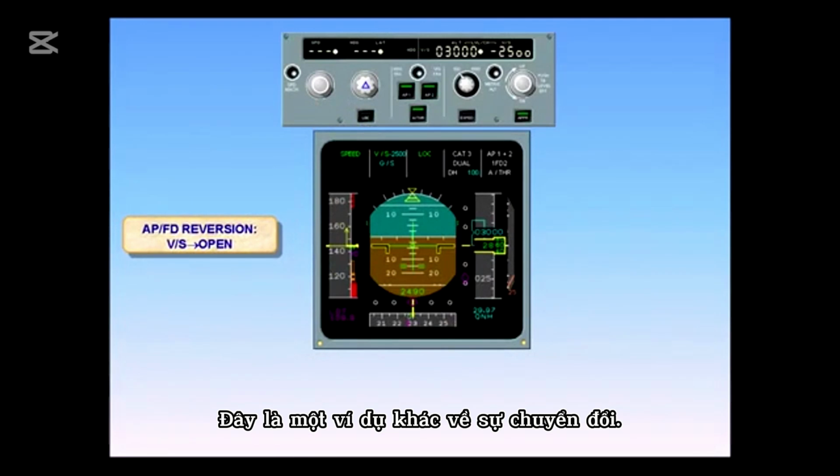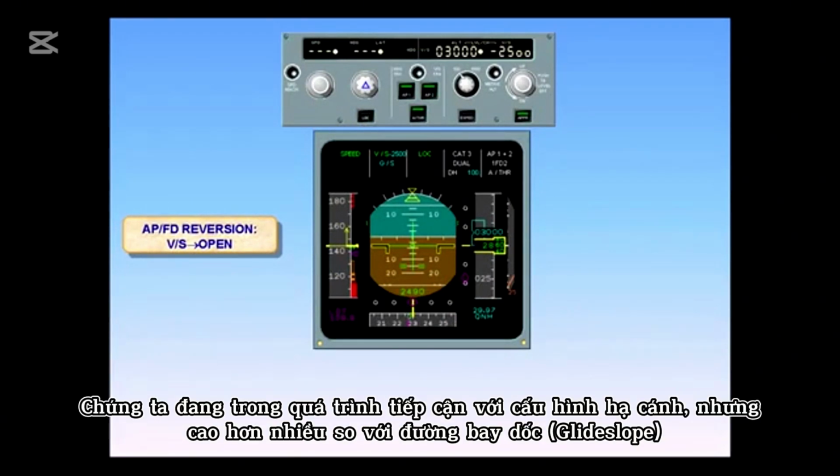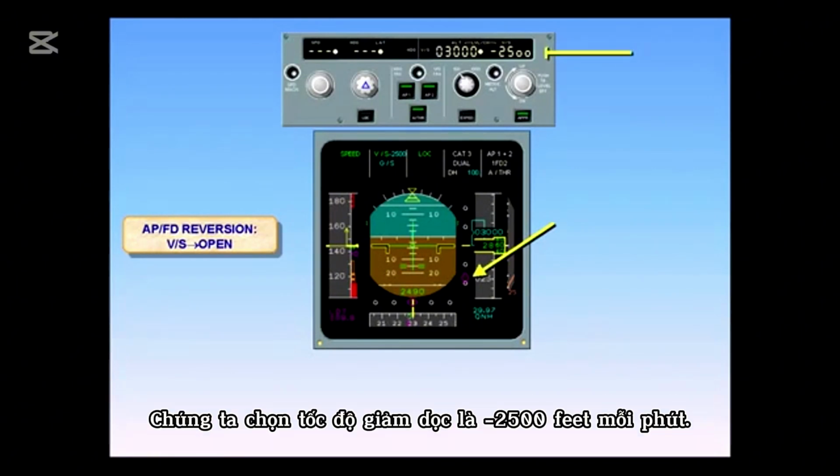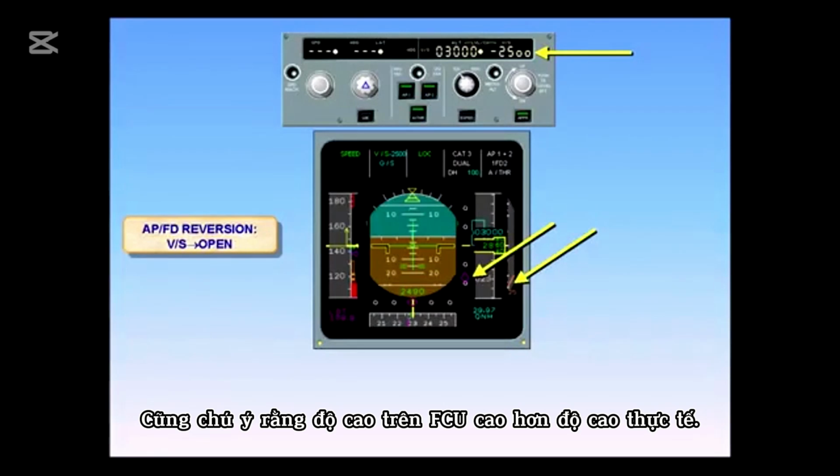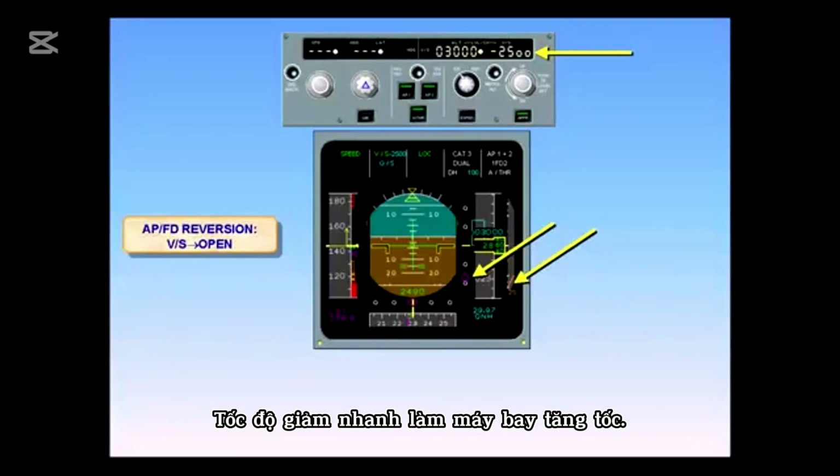Here is another reversion. We are on approach in landing configuration, but high above the glide slope. We select a vertical speed of minus 2,500 feet per minute. Notice that the vertical speed needle is red, meaning the rate of descent is unsafe. Also notice that the altitude on the FCU is above the actual altitude. Again, the high rate of descent causes the aircraft to accelerate.